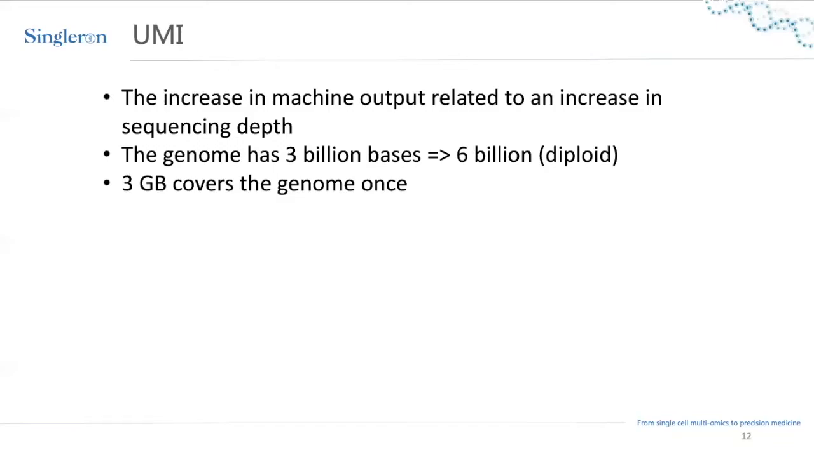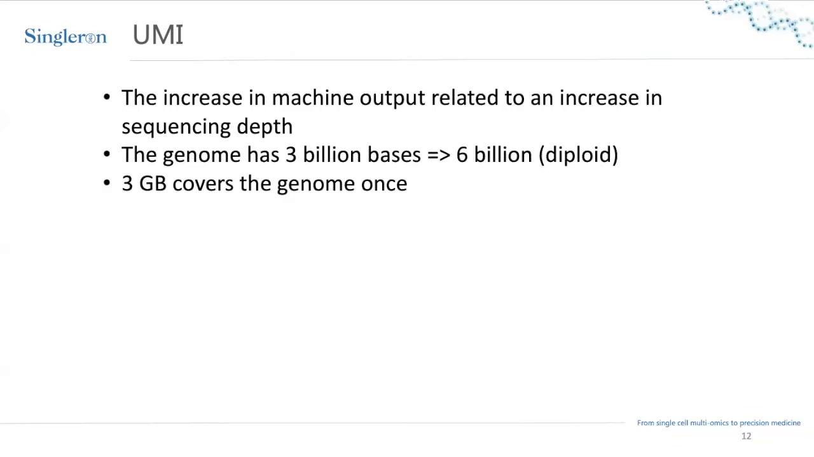The problem is when you're sequencing, you have to sequence to a certain depth. Depth means how often are you covering a certain base. So let's say the human genome is around 3 billion bases long. So if your sequencer generates 3 gigabases, you are going to have covered your genome once only. But that is not enough. Why? Because we are a diploid species.